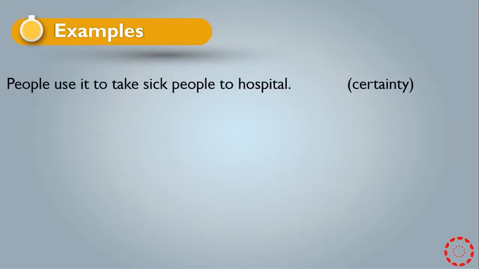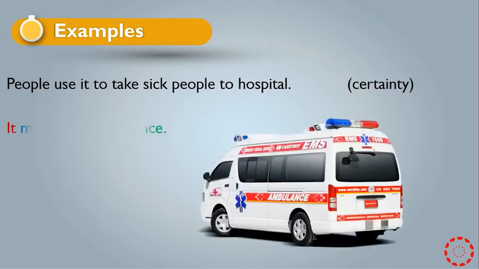Let's see another example. People use it to take sick people to hospital. It only says use certainty. So we can say it must be an ambulance. It must be an ambulance. People use it to take sick people to hospital.